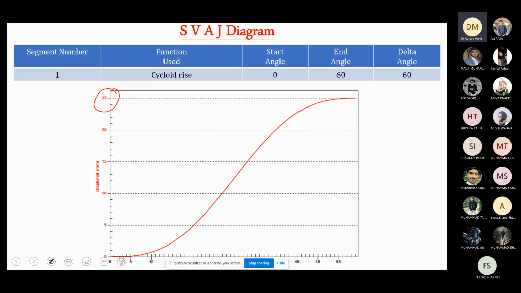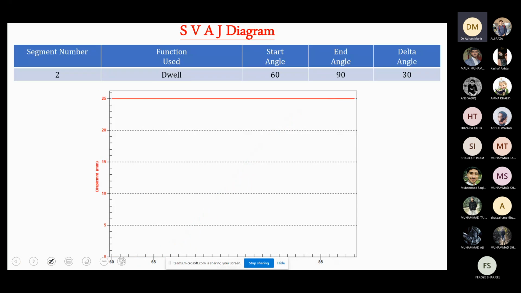Now, in the next part, from 60 degrees to 90 degrees on the x-axis, we have a dwell. Dwell means that the displacement of the follower remains constant, at 25 mm, from 60 degrees to 90 degrees. The function used in this case is called dwell, and the start is 60 and the end is 90. So the delta angle in this case will be 90 minus 60, which is 30.